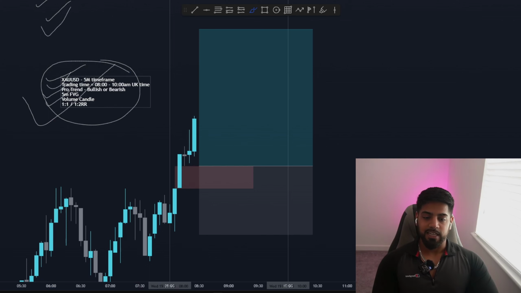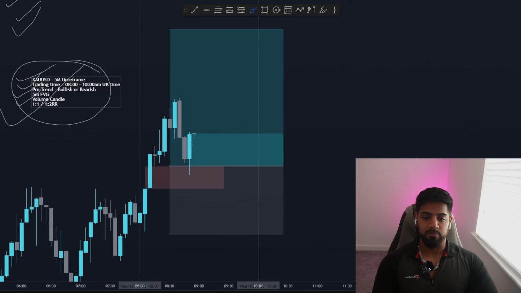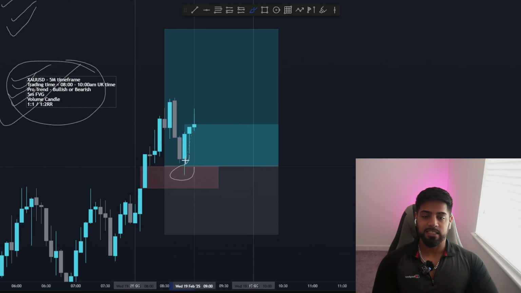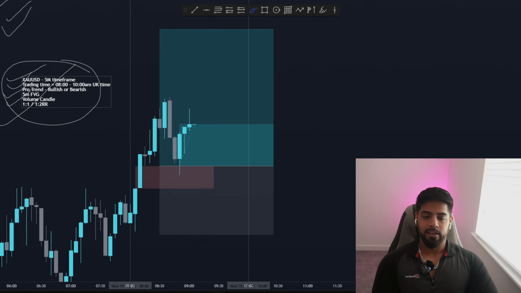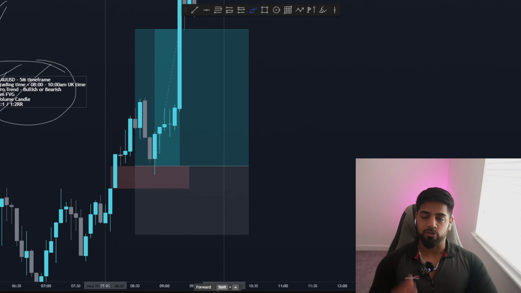So now if I play price on, we can see that price comes back down, gives us a nice sniper entry right there, and then from there price literally just rockets straight to our take profit. It is as simple as that, and the reason for this is because price is magnetized to areas where there is an inefficiency. Only buying positions were offered in this area, no selling positions.